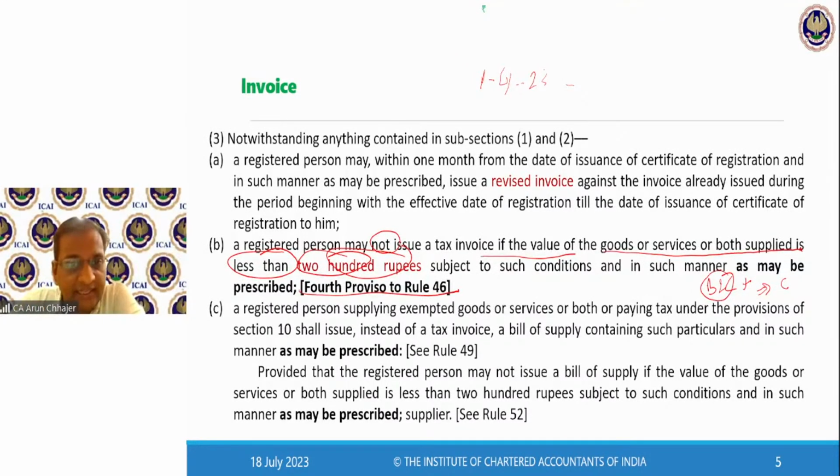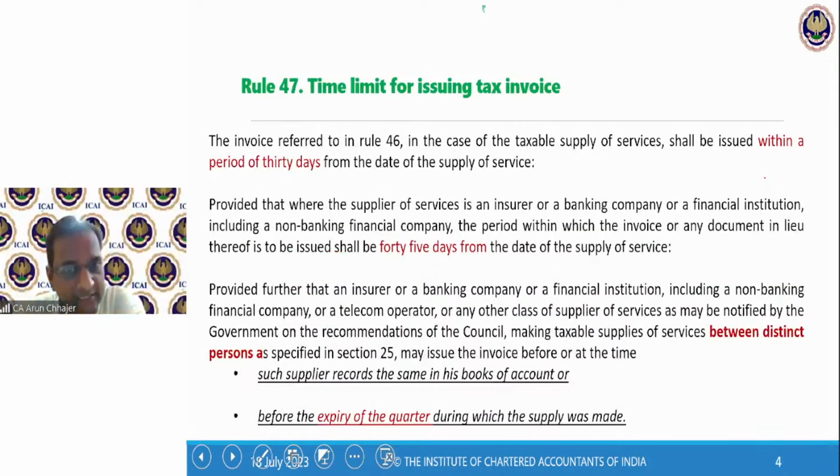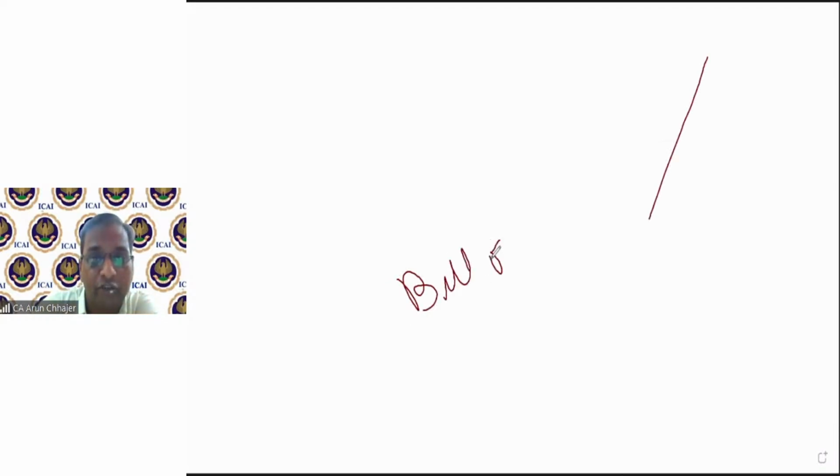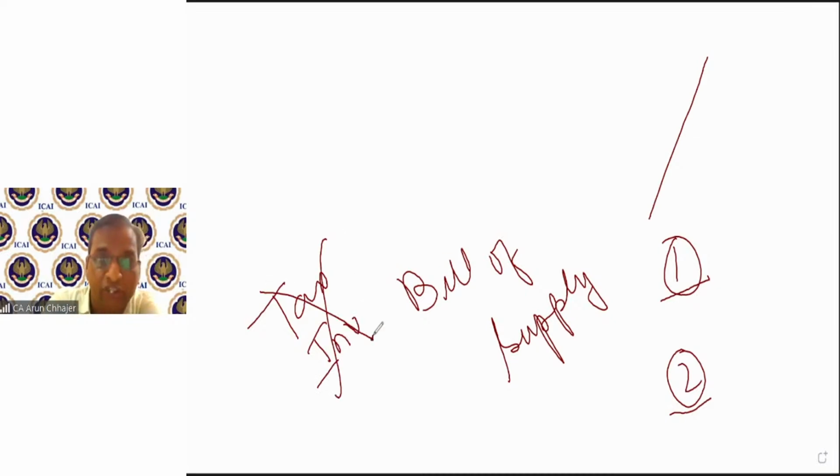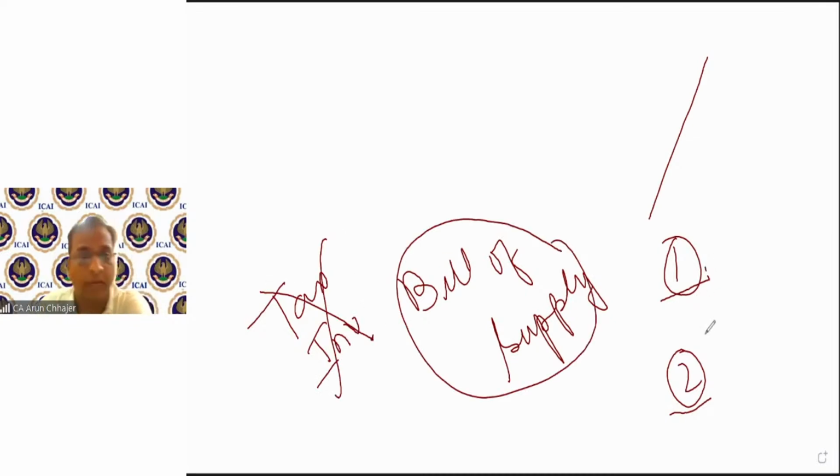Now, yesterday we have discussed one thing, that bill of supply would be issued in two cases. Please tell me in which case supplier has to issue the bill of supply instead of tax invoice. मतलब मैं टैक्स इनवॉइस इशू नहीं करूंगा, बिल ऑफ सप्लाई इशू करूंगा. कब? सिचुएशन नंबर 1 एंड सिचुएशन नंबर 2.